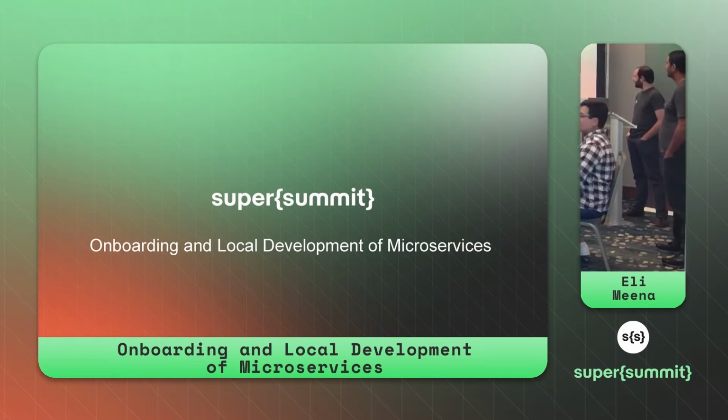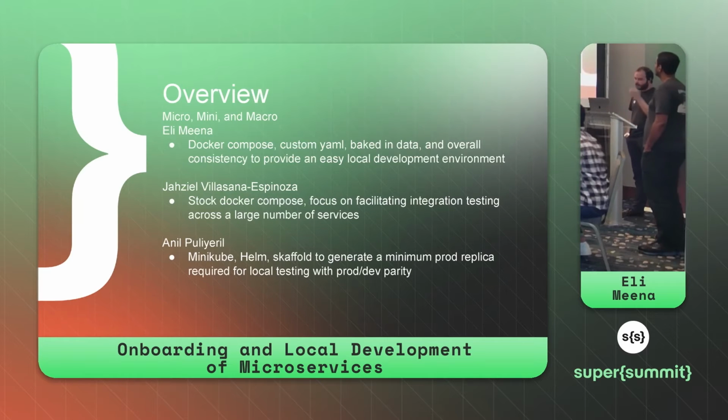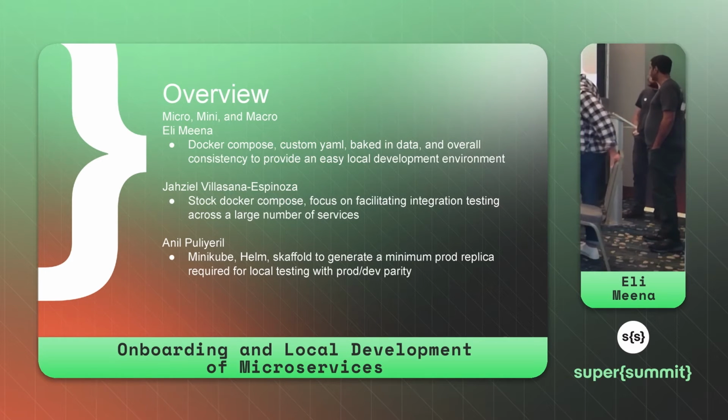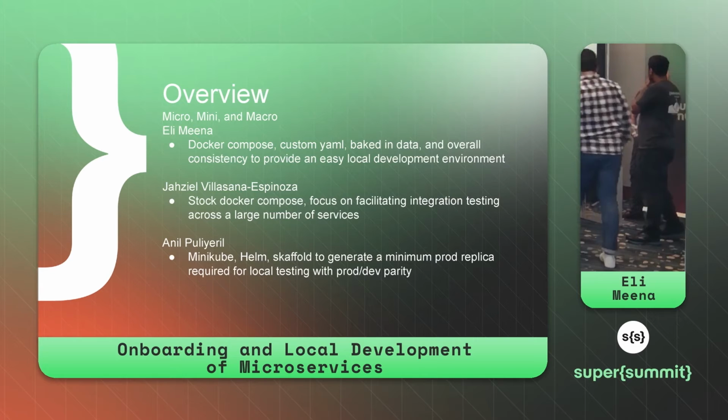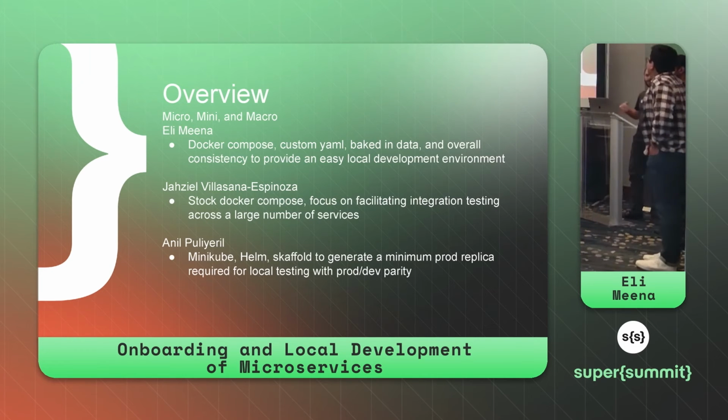So obviously we're talking about onboarding local and microservices. As a brief overview, when we got into each of us presenting to each other about how we do it, we see three different levels for which we have a setup: micro, mini, and macro.